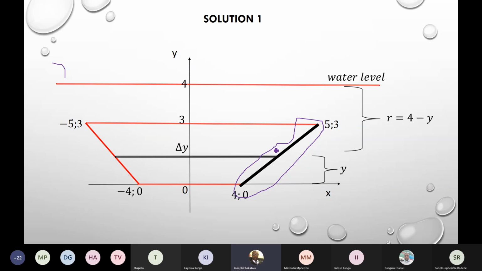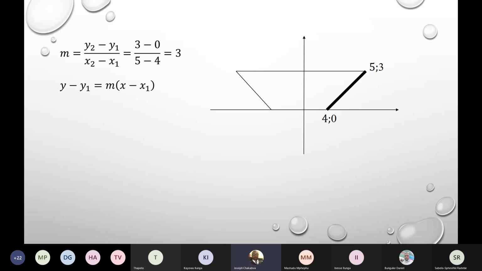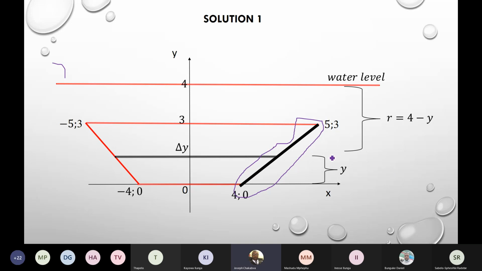Now that is a straight line. How to find the equation of a straight line? You find the gradient first, and then you use that equation. You get your answer there. Now, from this answer, I need to make x the subject of the formula. Just to recap, I'm dealing with this shape, a trapezium. So I need to make this straight line the subject of the formula. There's no two ways about it.